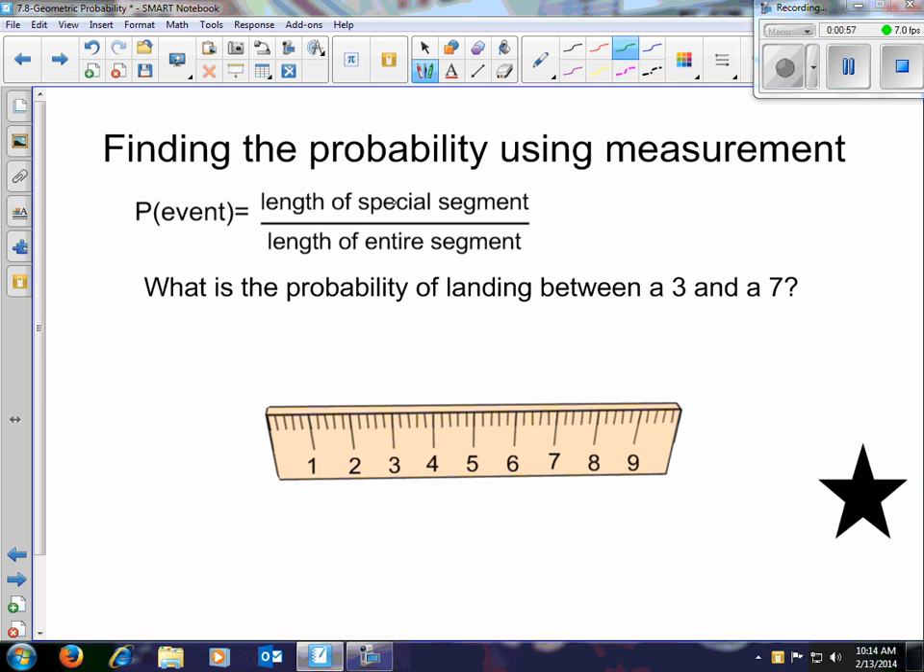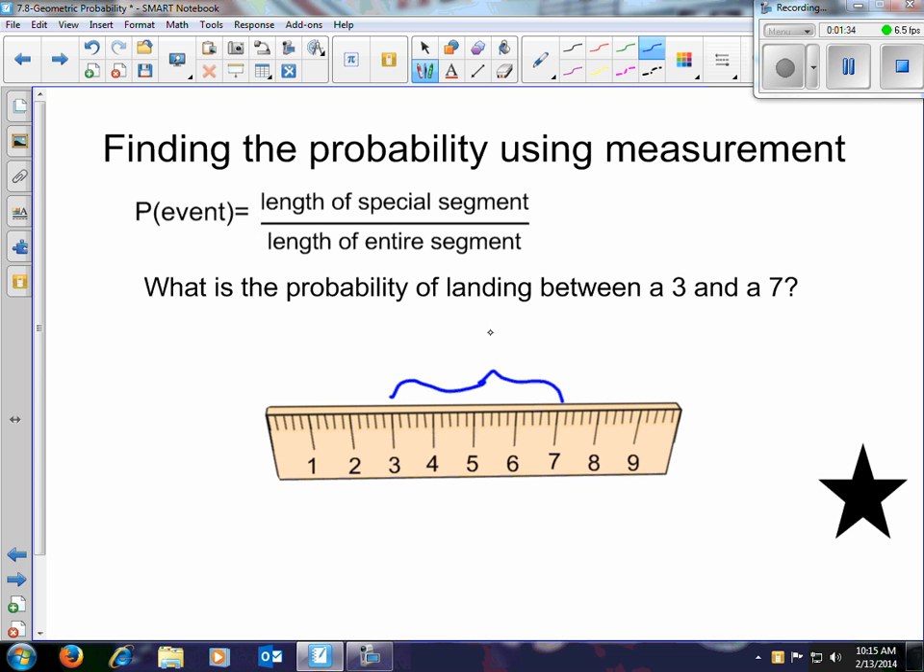Okay, first thing, finding the probability using measurements. So when we write this, we're going to write P of the event, so whatever this event may be. And the event is like in this first question where it says, what is the probability of landing between 3 and 7? The event would be between 3 and 7. So we're going to have the length of the special segment divided by the length of the entire segment. Now, the special segment is from 3 to 7, so it's going to be from here to here.